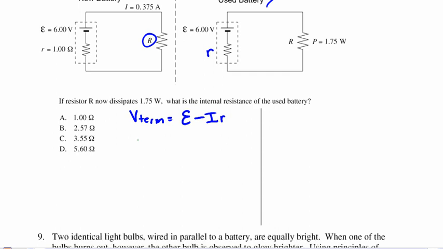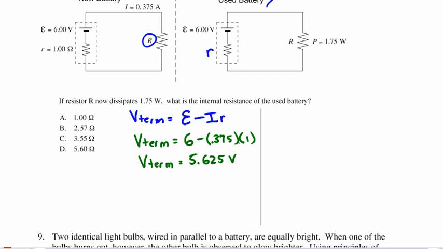This isn't the only way to do this. I'll show you another little variation in a second, but you could find the terminal voltage and say, hey, we've got 6 minus a current of 0.375 and then an internal resistance of 1. So actually the terminal voltage ends up being 5.625 volts. That's how many volts make it outside the battery.